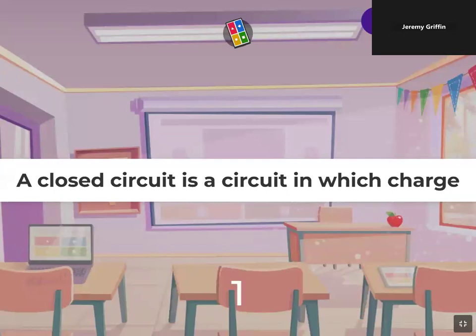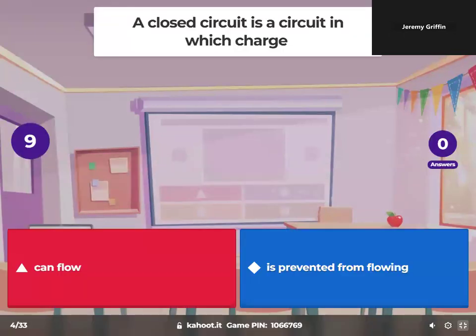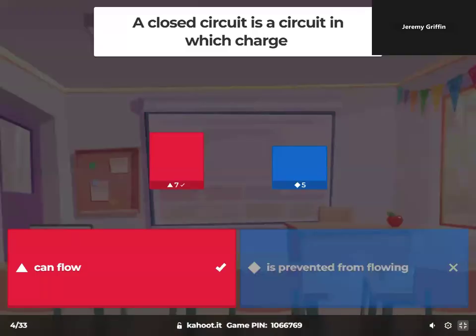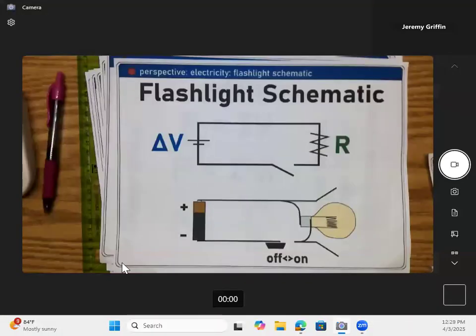A closed circuit is a circuit in which charge can flow. This is the same thing as the schematic here. If you hit the on switch, you're closing the circuit. And when it's a closed circuit, the current can flow. If you break it open, the light turns off. Close it, the light turns on.